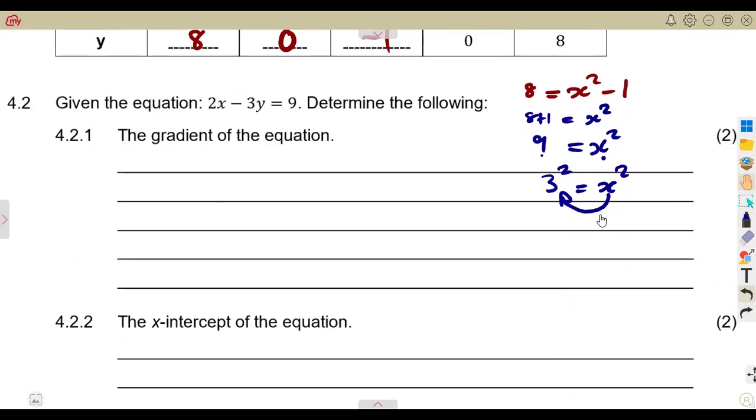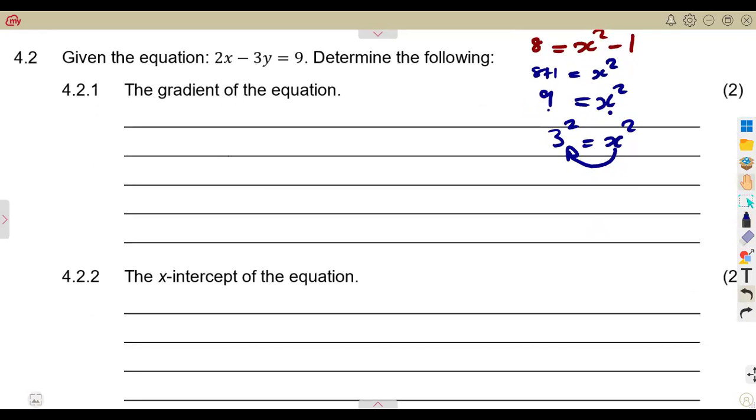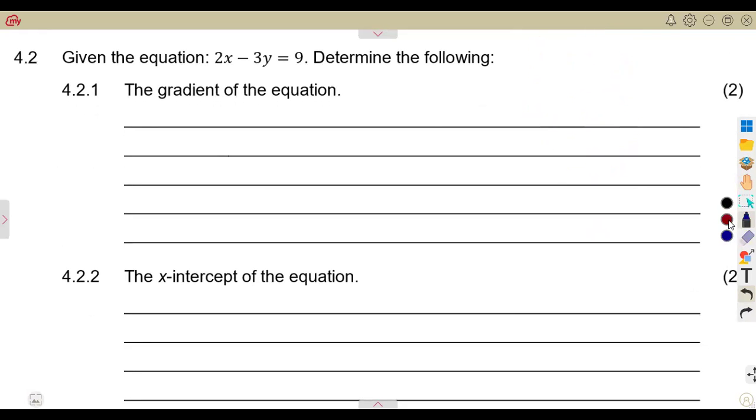So that's it, guys. Given this equation on question number 4.2 about the straight line, there's a linear function. As you can see, the highest exponent that we have there is 1. 2x minus 3y is equal to 9. Determine the following, the gradient. From the linear equation, we understand that if we write it in the form of y is equal to mx plus c, m is the gradient. So we need to make y the subject.